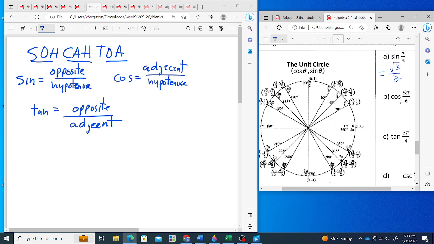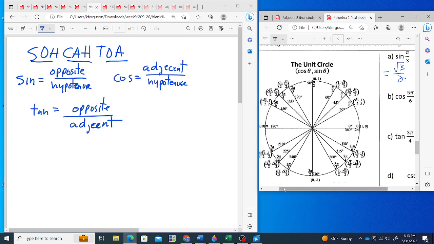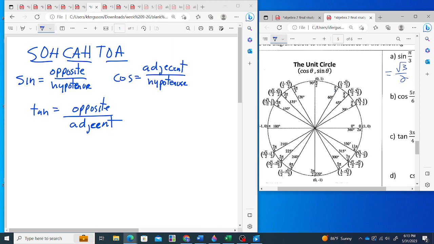When I'm looking at cosine of 5 pi over 6 right here, cosine is the first coordinate. And notice that little negative. So that's negative square root of 3 over 2.